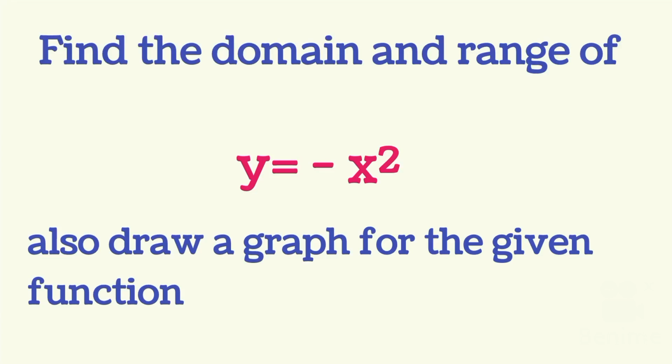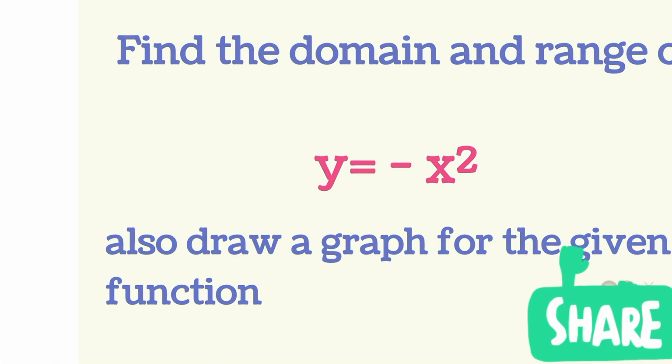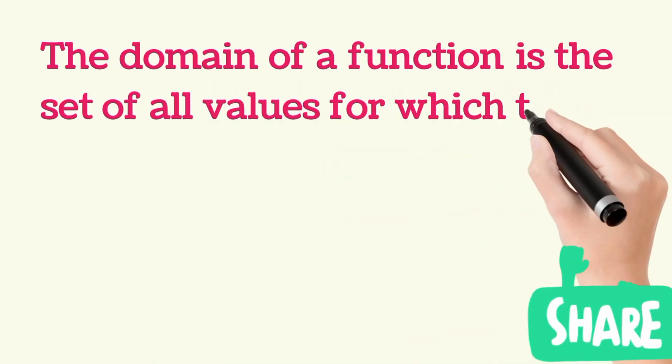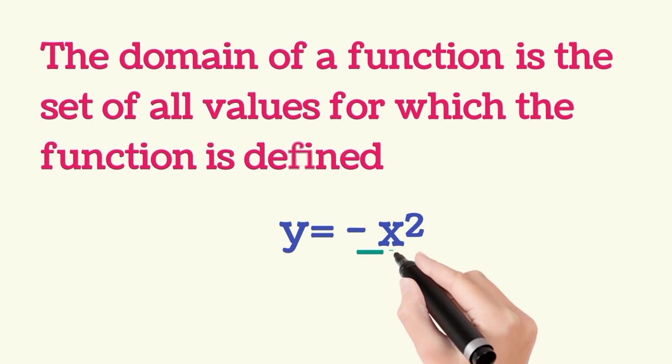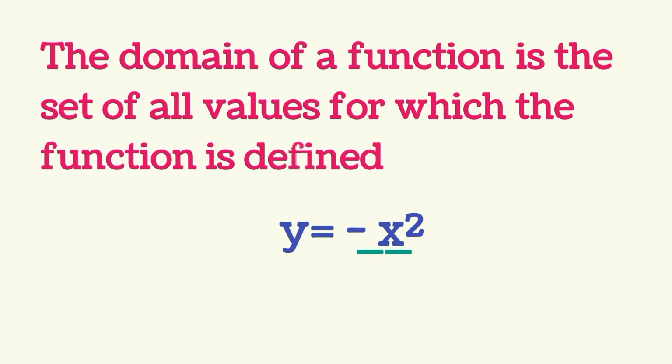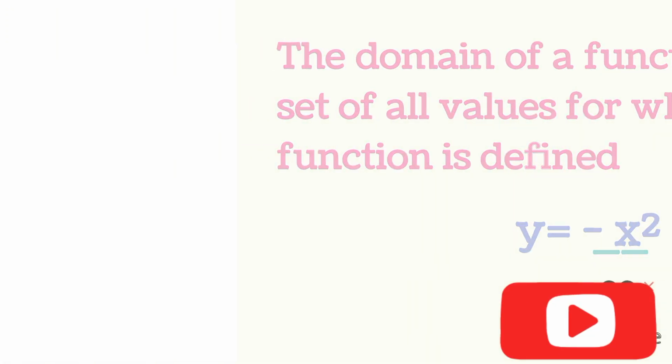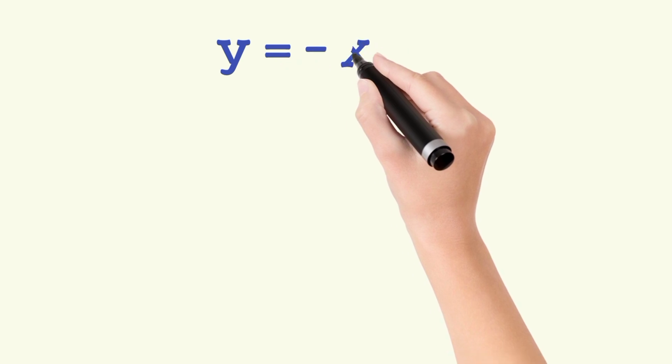Here we have another question in which we have to find out the domain and the range of y is equal to minus x square, and we also have to draw the graph. So domain of the function is set of all values for which function is defined. So here we have y is equal to minus x square. So this is minus x square. That is very important that we have to keep in mind.